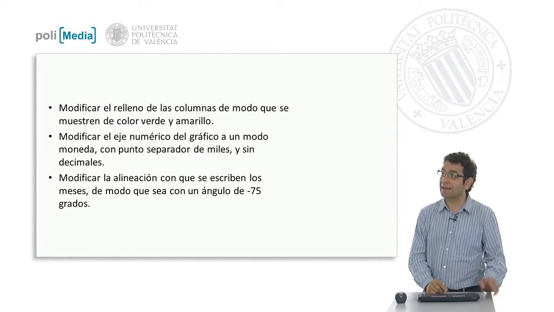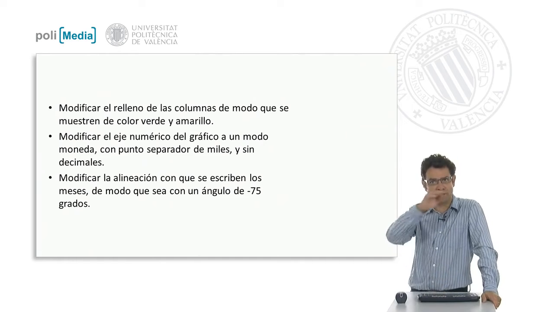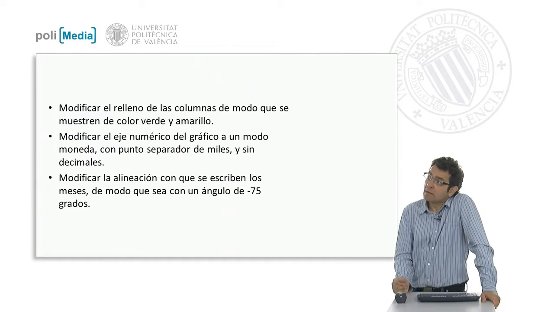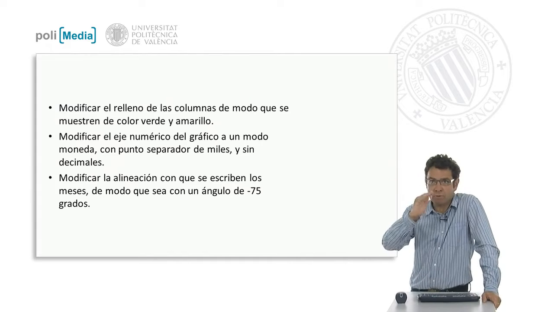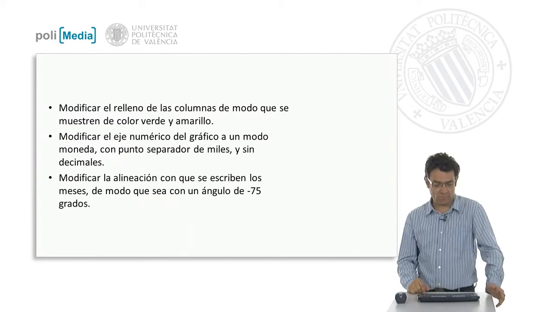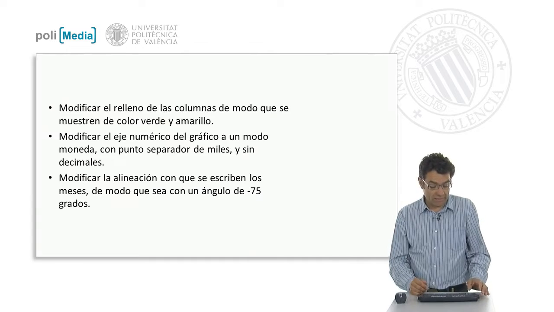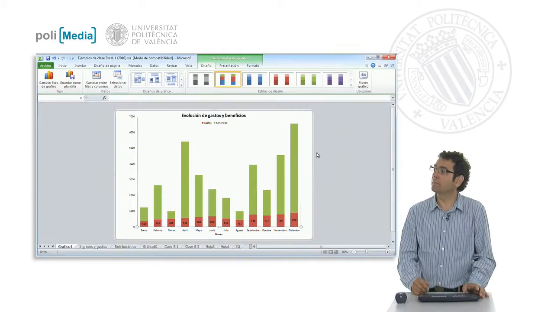And finally, to modify the alignment of the months. The months are below the categories axis in the horizontal axis, so the alignment is at an angle of 75 degrees. We will see that this will have an effect that might enhance the representation of the graph.